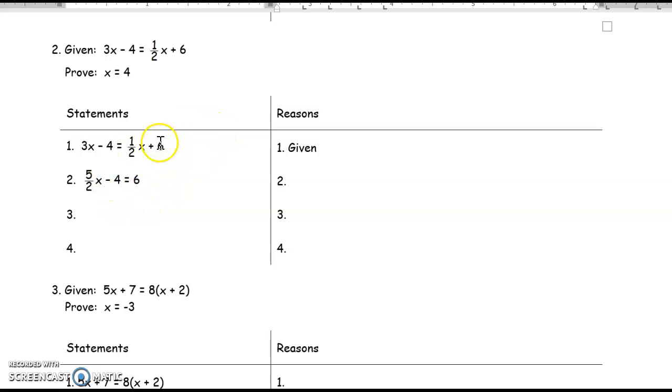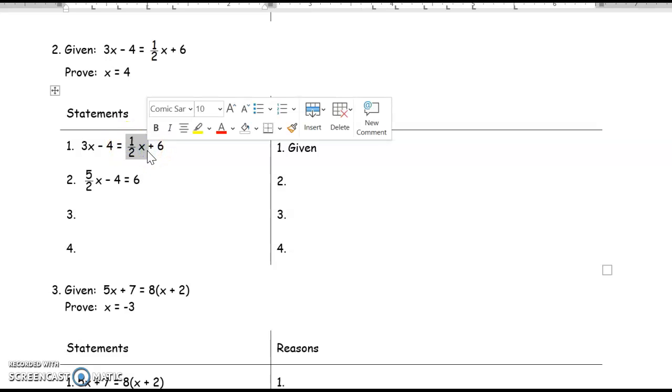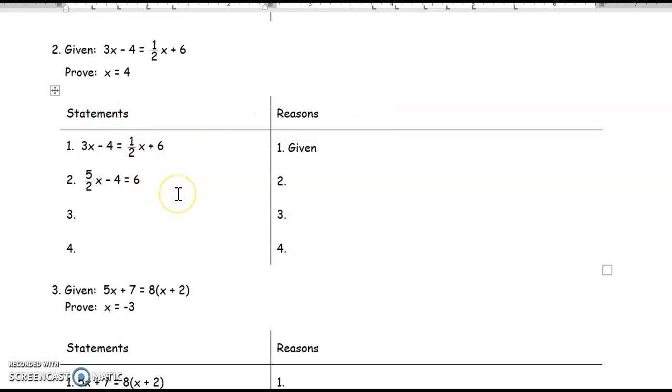So what happened on this side? Well, 1 half x is gone. Specifically, it was subtracted. Okay? So we subtracted 1 half x from this side. If we subtract 3x minus 1 half x, remember that 3 is 6 halves, you end up with 5 halves x. So this is the subtraction property of equality. Okay? Now looking at this, what would be the next step here?